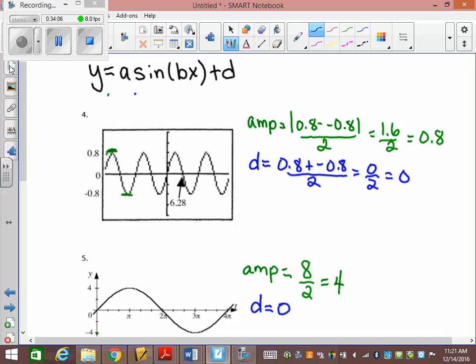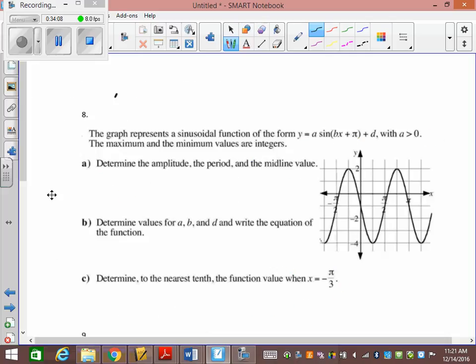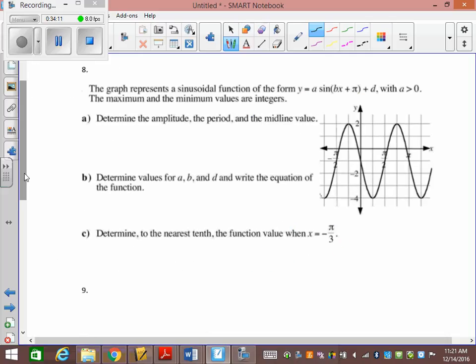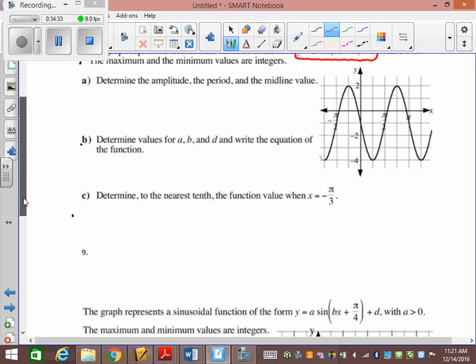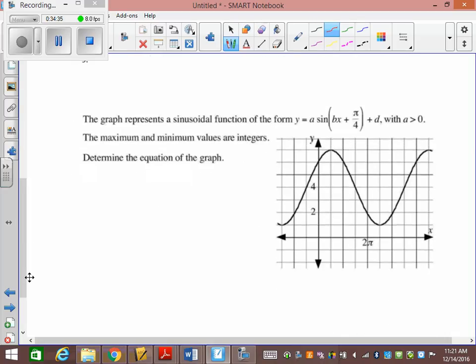This is your homework in this booklet. I want you to do A and B and C. Now look, please. They gave you the form. They gave you a different C value. If you don't put this pi in, you're not going to get this equation, right? So you still find your A and your B and your D like normal, but remember, you have to fill it into that formula. Same thing here. Do number 9, number 10 and number 11. 8, 9, 10, and 11, all for homework.